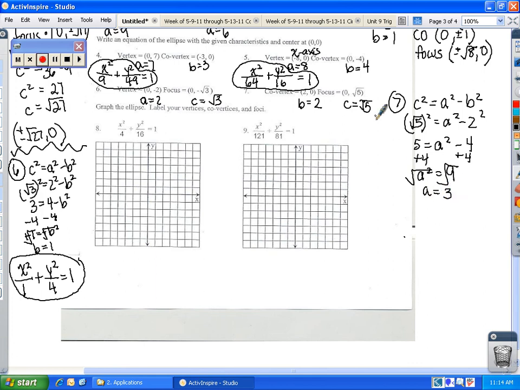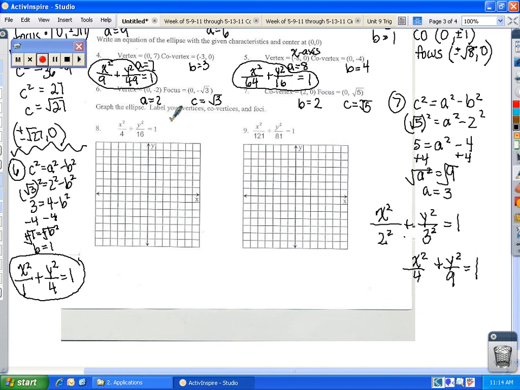So now I have to check. B is again my covertex. So therefore the covertex is going to be along the x-axis, which means that is going to go with the x value. So in this case, B is going to go with the x value. So x squared over 2 squared plus y squared over 3 squared, again the major axis is y, because a is 3, equals 1. So my equation is x squared over 4 plus y squared over 9 equals 1.